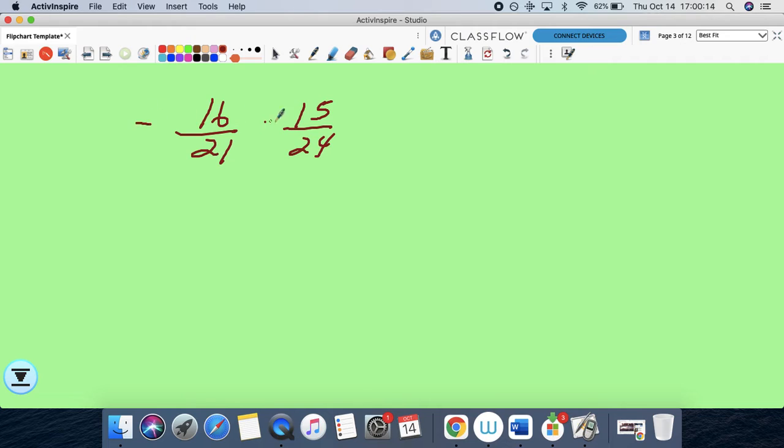Where am I? 9, negative 16 over 21 times negative 15 over 24. So they're both negative, so we know our answer is just positive. Which way can we go here? So let's pick 8. 16 divided by 8 is 2. 24 divided by 8 is 3. I can do 15 and 3. So again, however you do it, you can. So notice that I can do 15 and 3, and I can also do 15 with 21. It really doesn't matter. So I'm going to do 15 and 3. So 3 divided by 3 is 1. 15 divided by 3 is 5. And that's it. I can't simplify anything else. 2 and 21, no. 5 and 21, no. So the answer is positive 10 over 21.